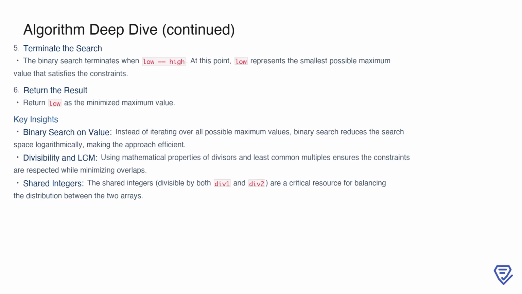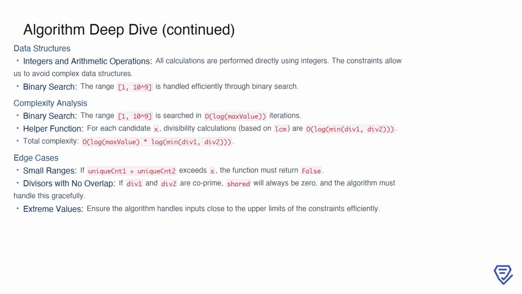Finally, the shared integers, those divisible by both div1 and div2, play a critical role in balancing the allocation between the two arrays, making it possible to meet both constraints even when other integers are insufficient. The algorithm is straightforward in terms of data structures, as it relies solely on integers and arithmetic operations. Binary search efficiently narrows down the range, 1 to 10^9, reducing the complexity of the problem.